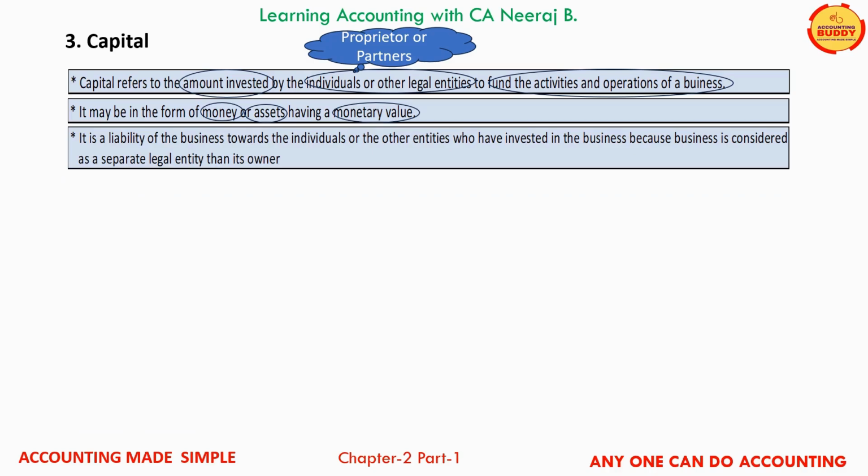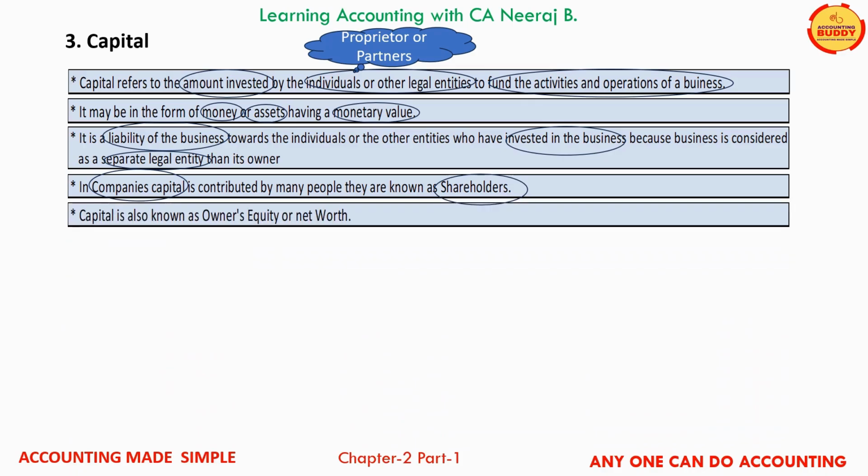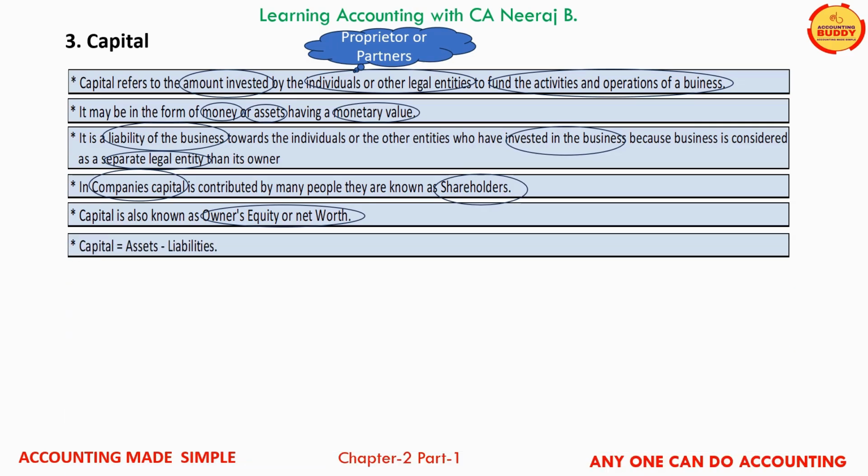As business is considered a separate legal entity, the amount of capital invested is considered as the money owed by the business to the individuals or other legal entities who have contributed money in the business. Several people who contribute towards the capital of the company are called shareholders. Remember, capital is also known as owner's equity or net worth. And always remember the accounting equation: capital is equal to assets minus liabilities.